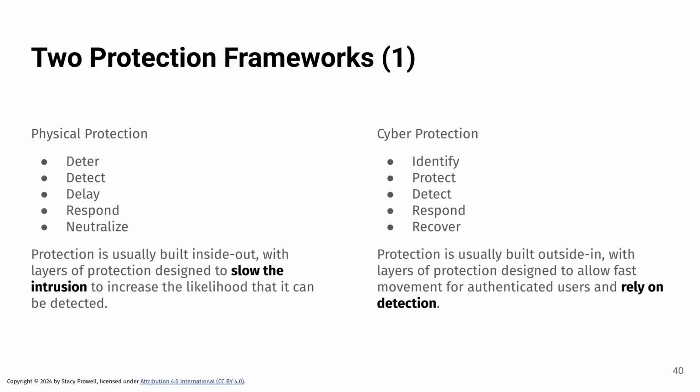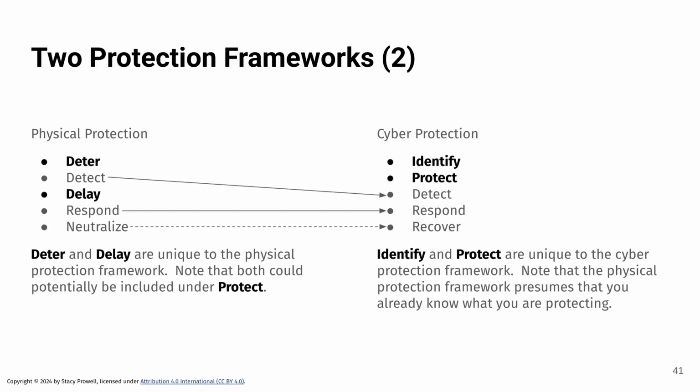Well, those are conflicting goals, and so things are handled a little bit differently. Still, we can try to map some of these. Detect is present in both, right? So we have a detect function on both sides. We have a respond function on both sides, right? When you need a detection, what are you going to do?